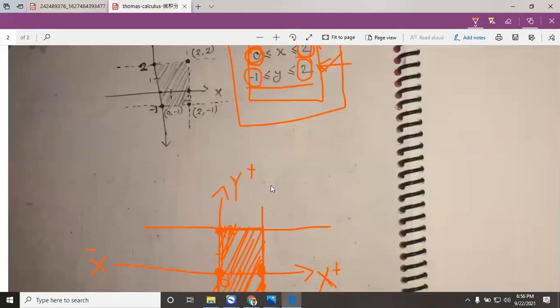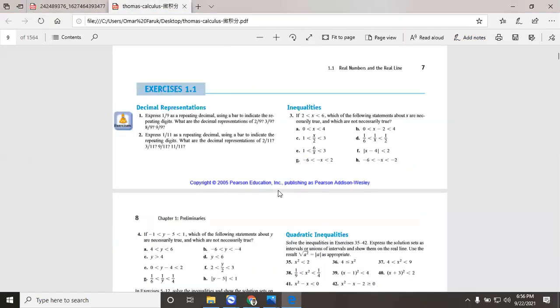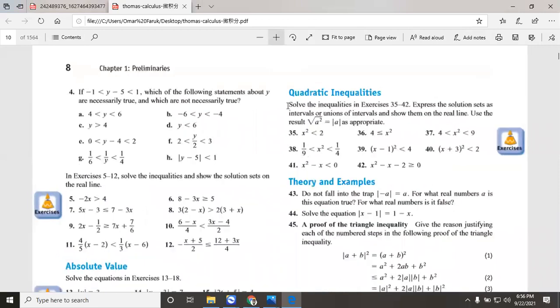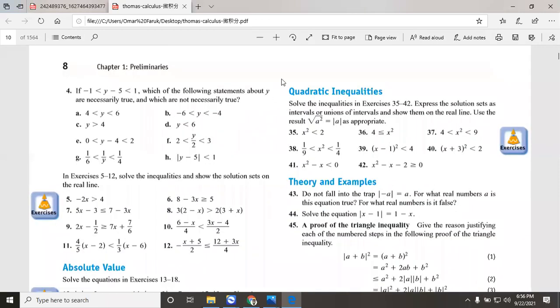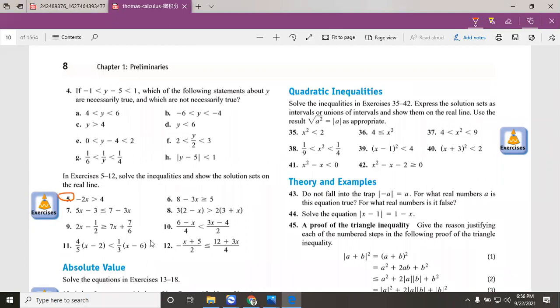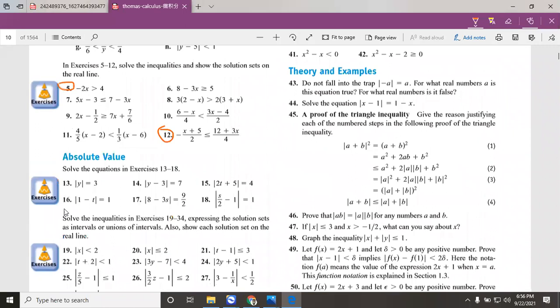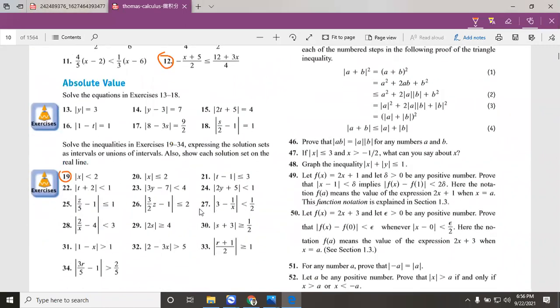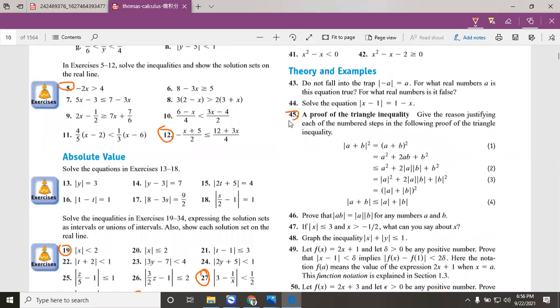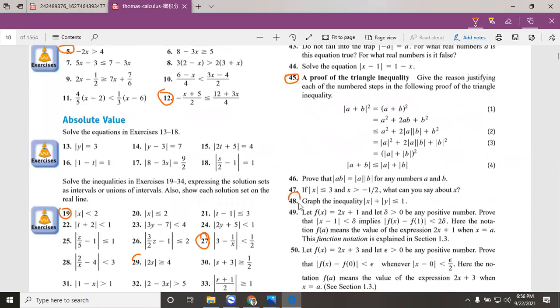Okay, so our homework was from maybe 5 to 12, right? 45. From this 5 to 12, 45, and yeah, maybe 19 to 25. I don't remember, but maybe 19 to 29 or 27. Let me tell you. Okay, 19 to 27. Yes. And here we had another two, right? 45 and 48.